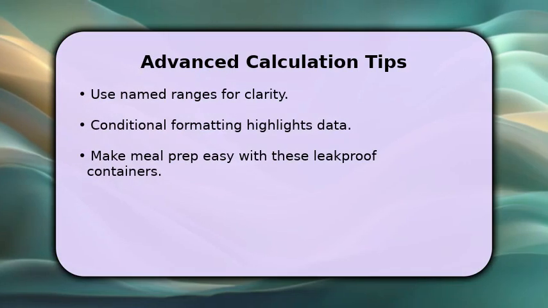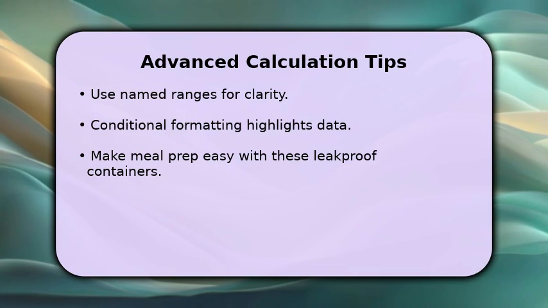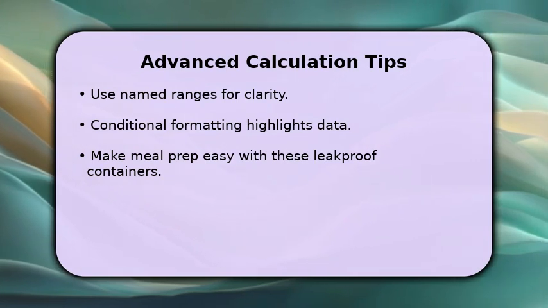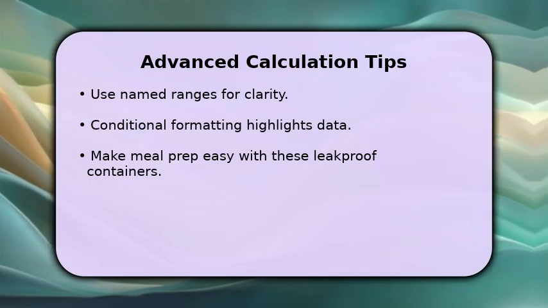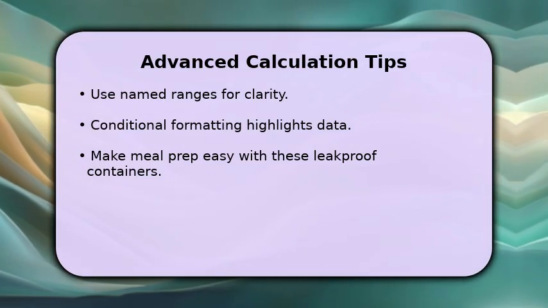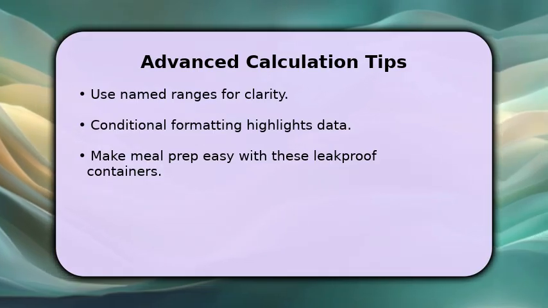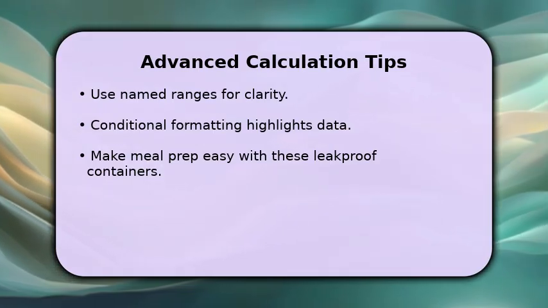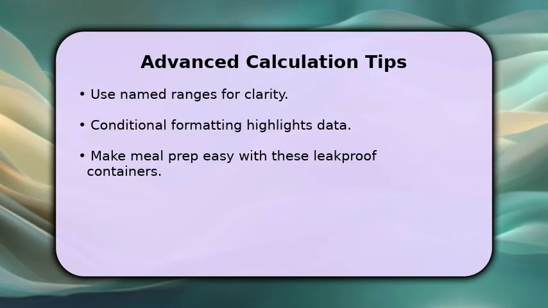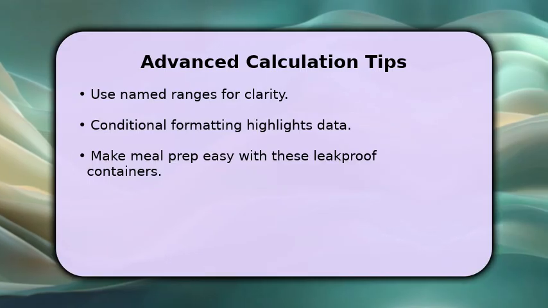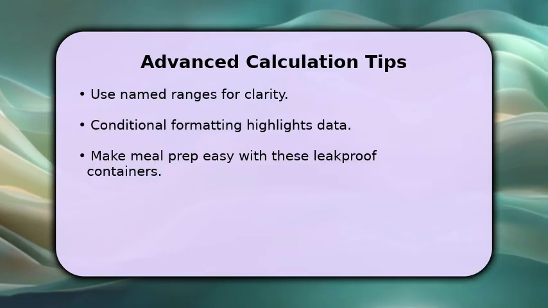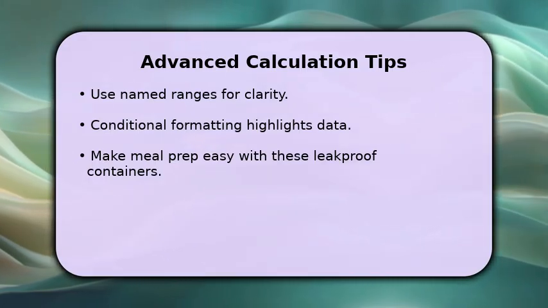To take your Excel calculations to the next level, consider using named ranges. Instead of A10, you can name that range sales data, making your formulas much easier to read and understand. Another powerful tool is conditional formatting, which automatically highlights cells based on rules you set, like values above $15,000, or percentages over 25%. This helps you spot important data at a glance.